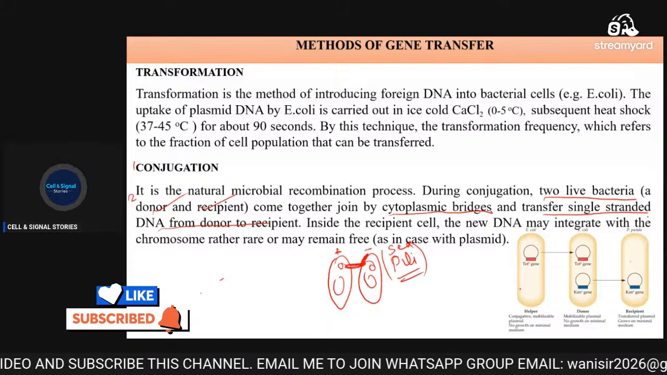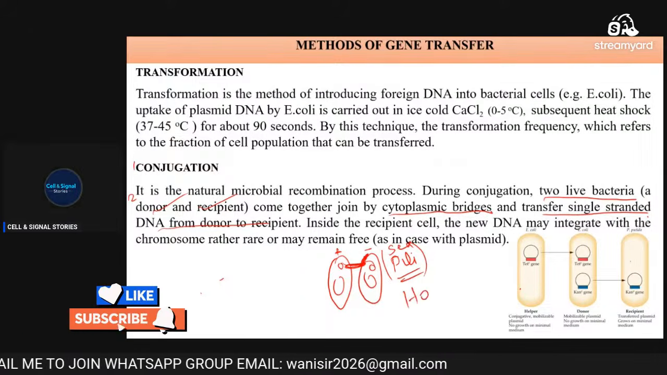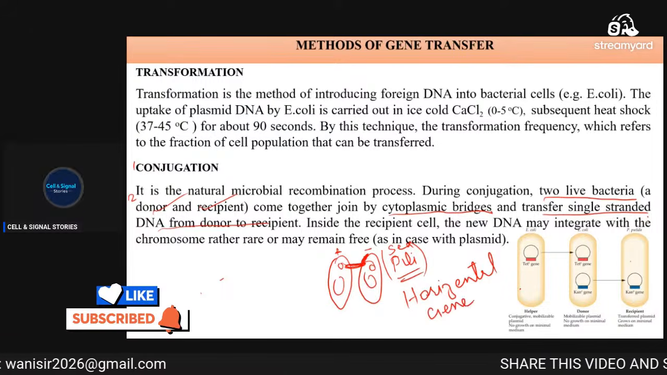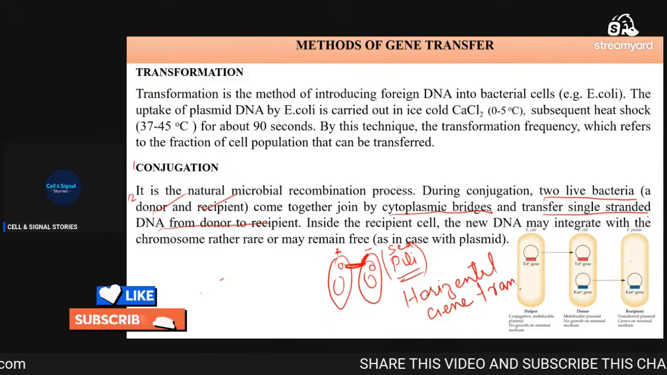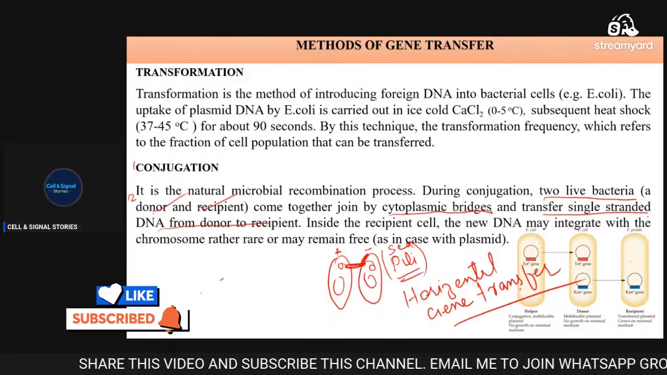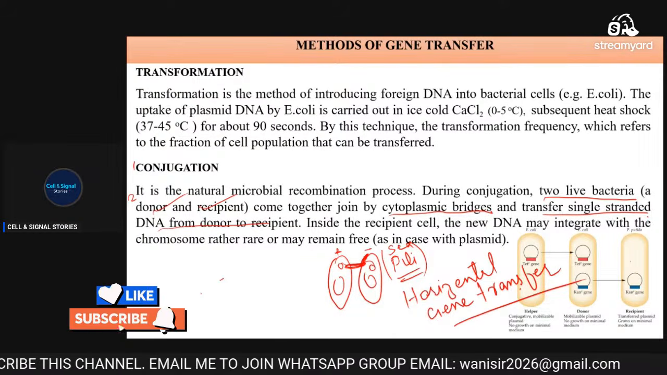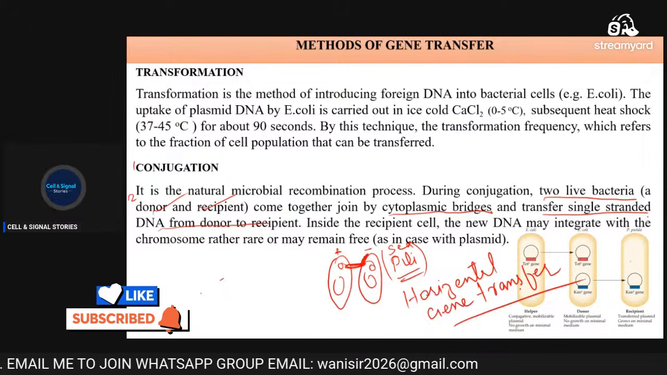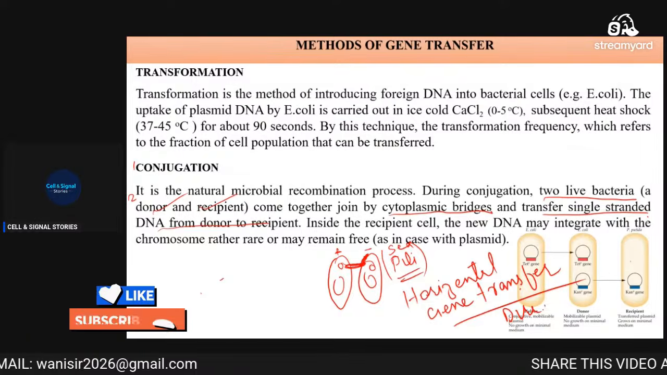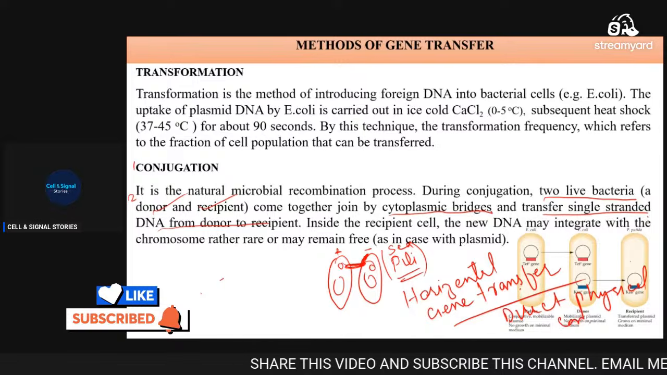So bacterial conjugation, or genetic engineering, is a form of horizontal gene transfer. This is a most important question. What is a type of horizontal gene transfer? In most of the exams this is asked, and this is called horizontal gene transfer, where the donor transfers the genetic material to the recipient through direct physical contact.